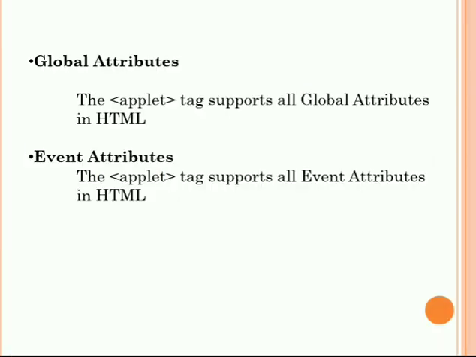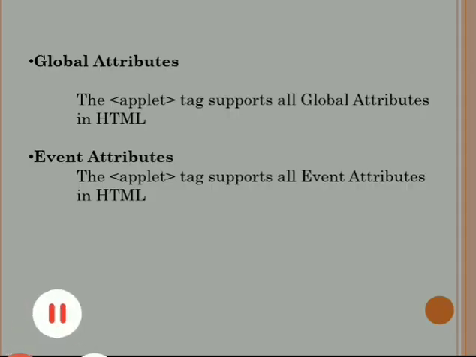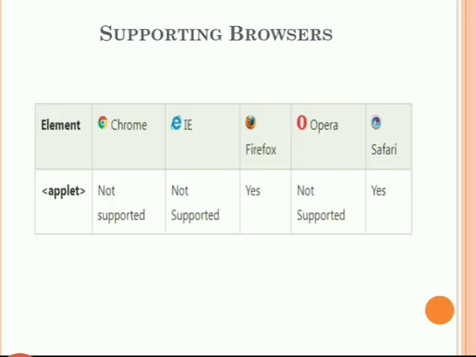Okay. Now we will see global attributes. The applet tag supports all the global attributes in HTML. Whatever global attributes are present in HTML, they are supported by the applet. Event attributes: the applet tag supports all the event attributes in HTML also. We will see what the supporting browsers are. We have seen this before also.